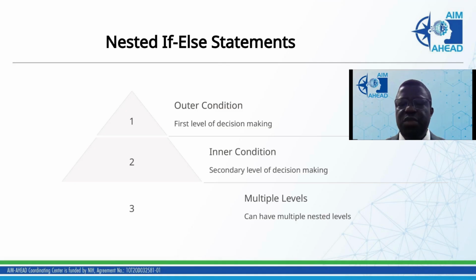Nested if-else statements allow for multiple levels of decision-making by embedding conditions within one another, frequently utilized in programming languages for scenarios requiring detailed logical evaluations. Components of nested if-else statements. Outer condition, the primary condition that initiates the evaluation process. Inner condition. This evaluates only when the outer condition is met, allowing for a deeper level of decision-making.